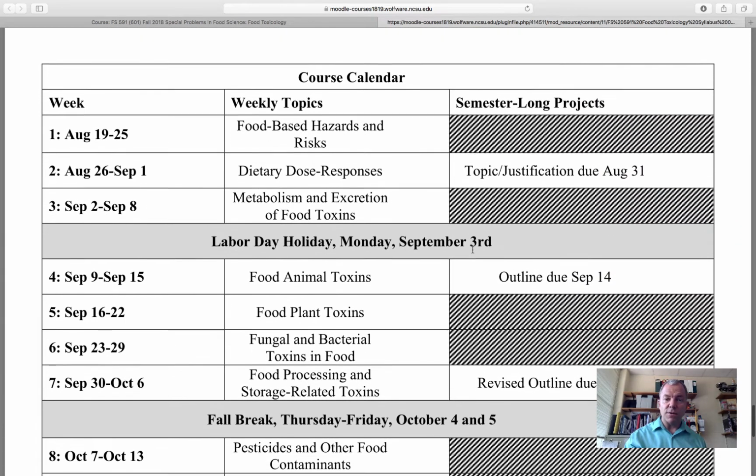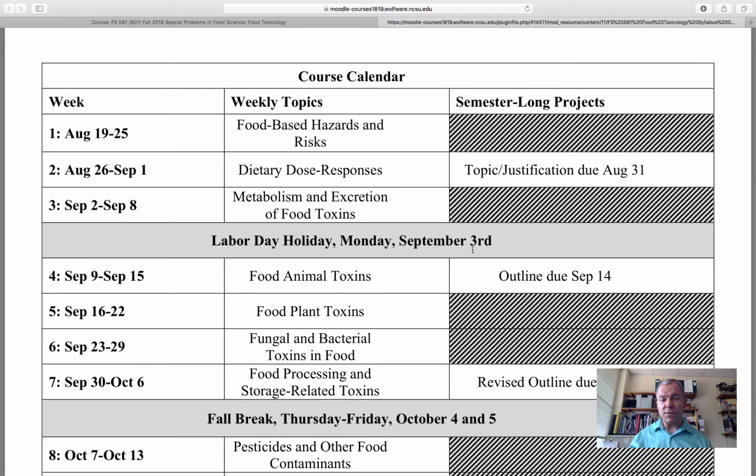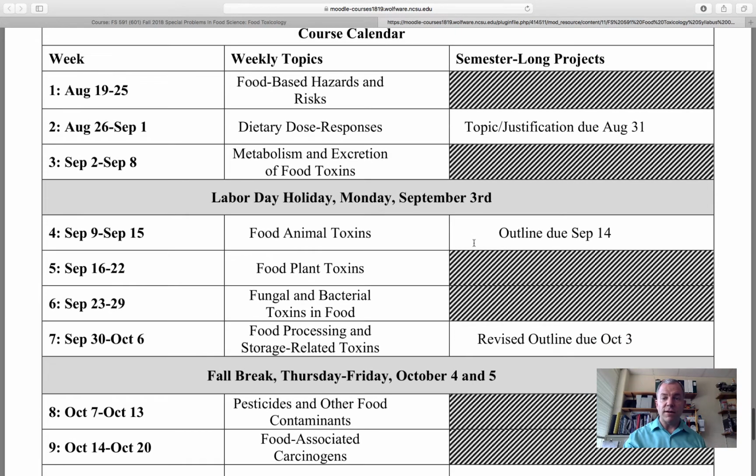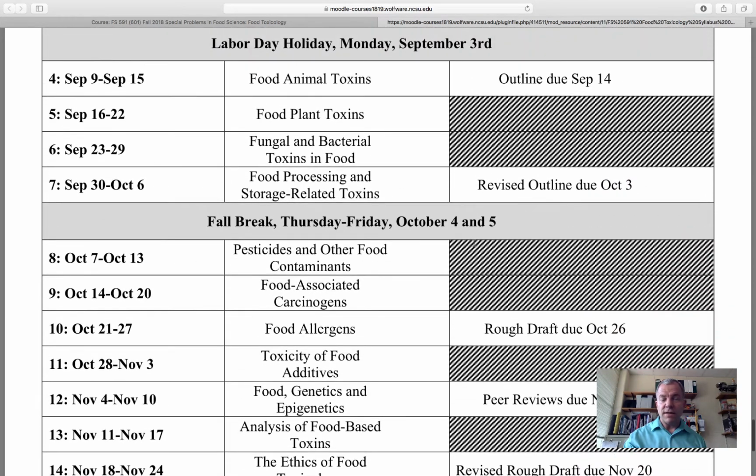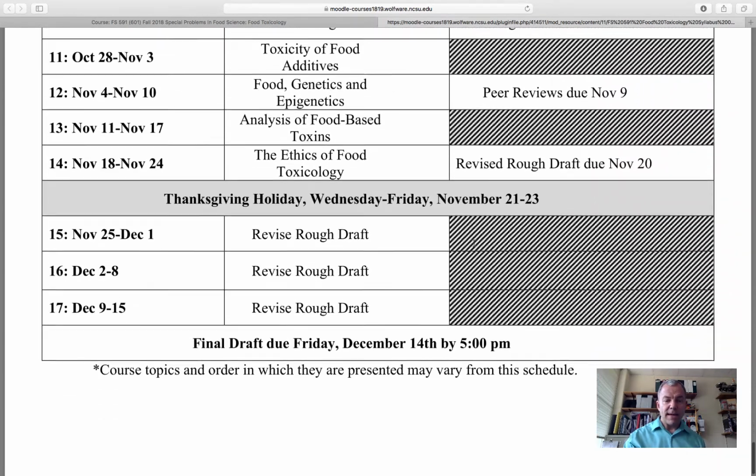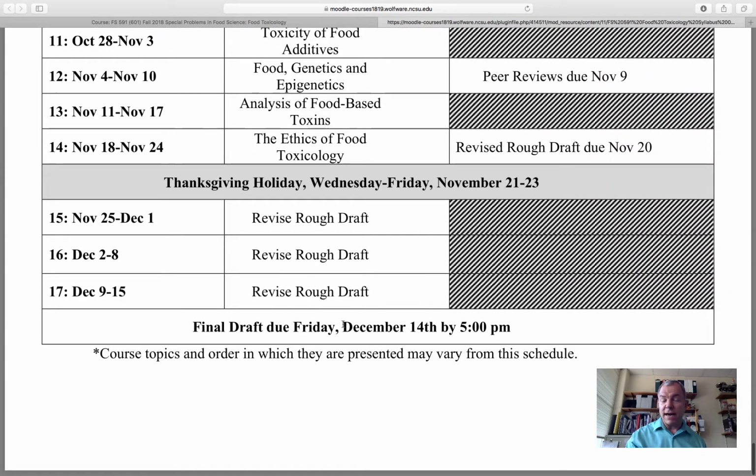Last part is looking at the course calendar, so you can see that the course is broken into weeks and weekly topics, and then on the right hand side you have the semester-long projects. So the holidays are listed there, and there are 3 of them, and then the final draft is due by December 14th. So that's pretty much the overview of the course.